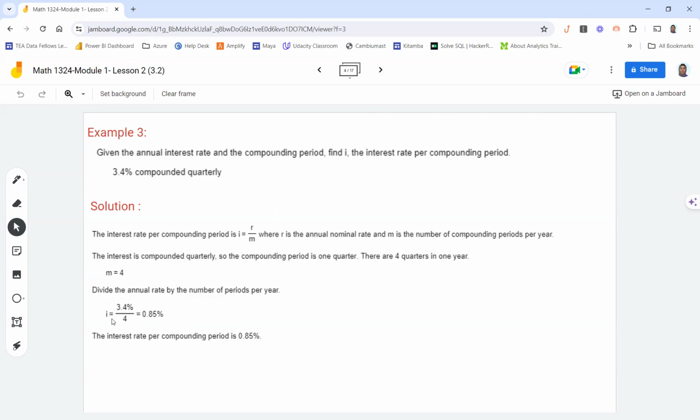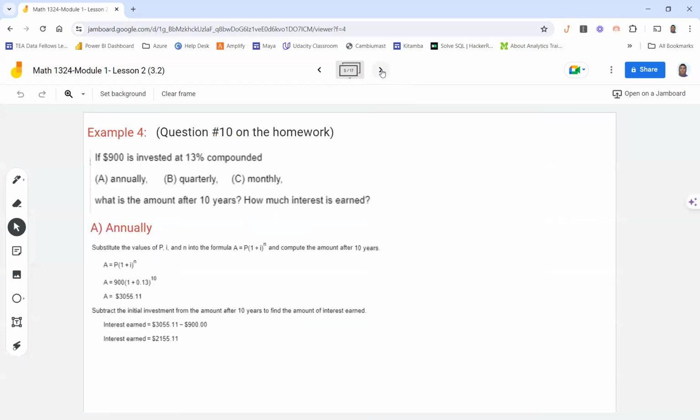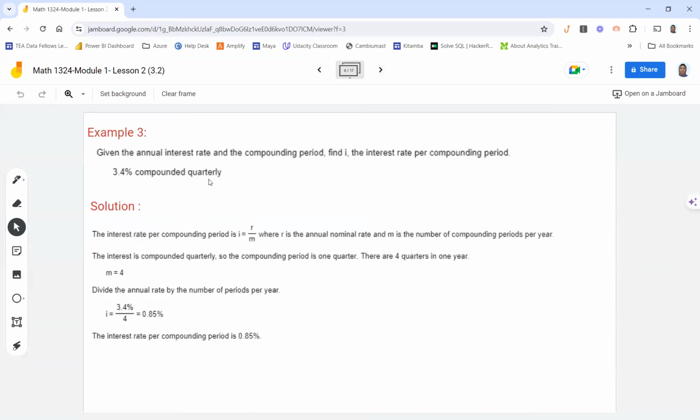That's what they're asking. So the I is always the given rate divided by M, and in this question, quarterly means M is equal to 4. So if you divide 3.4% by 4, the answer will be 0.85%. There are a lot of questions like this on the homework. If it says semi-annually, M will be 2. If it says weekly, M will be 52. So you can just read the textbook regarding those conversions to find the answer.